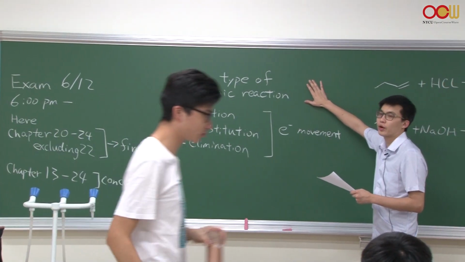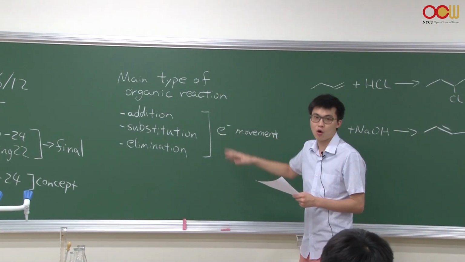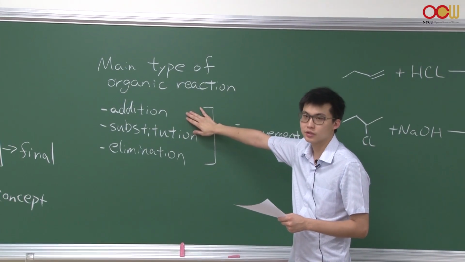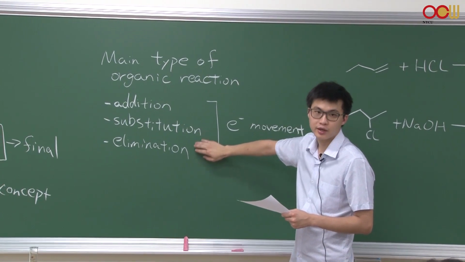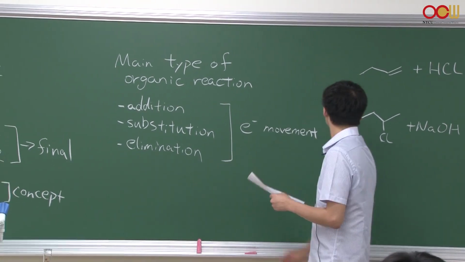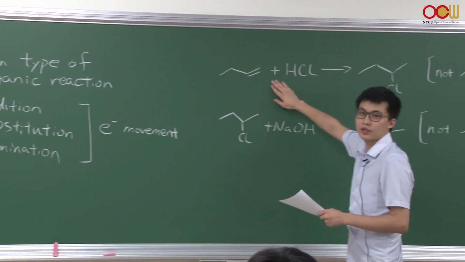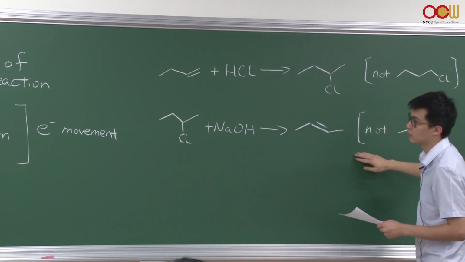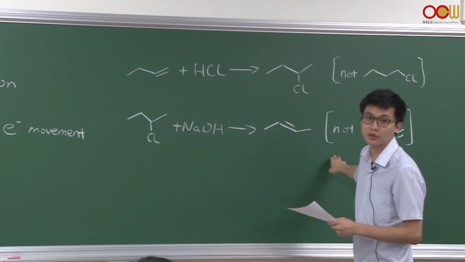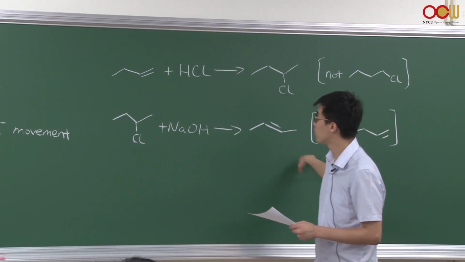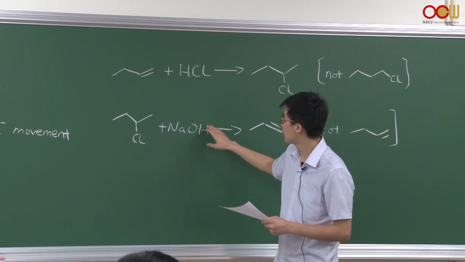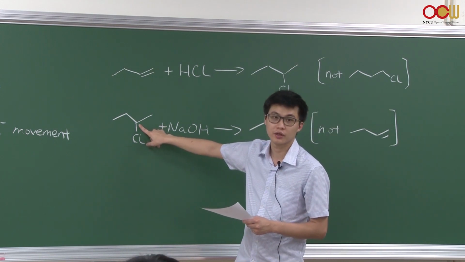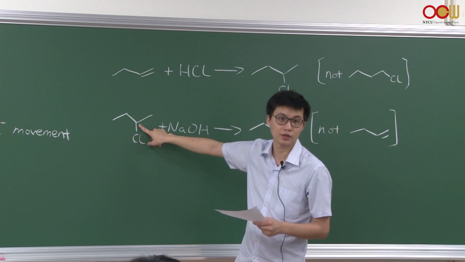The main types of organic reaction that you will see over and over are addition reaction, substitution reaction, and elimination. Here is an example of an addition reaction. In this one, what I've drawn is an elimination reaction, which means you're removing some atoms. But if the hydroxide actually attacked the carbon at this position, then that would be a substitution reaction.